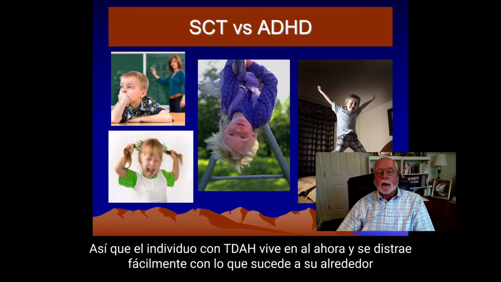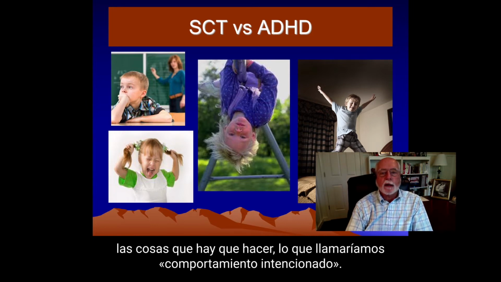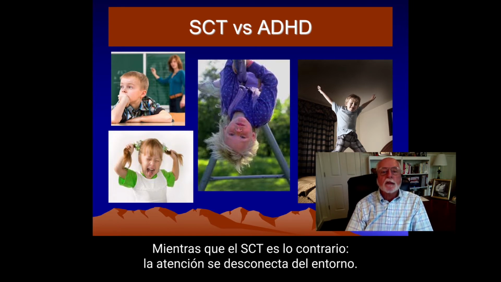So the individual with ADHD is overly coupled to the now, to the moment, and is easily distracted by momentary events. And they're not being governed by mental representations about time, goals, the future, and goal-directed action, things that need to get done, what we would call intentional behavior. Whereas SCT is the opposite, an uncoupling of attention from the external environment.